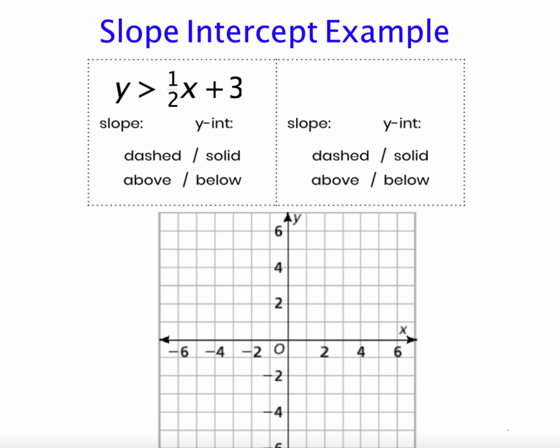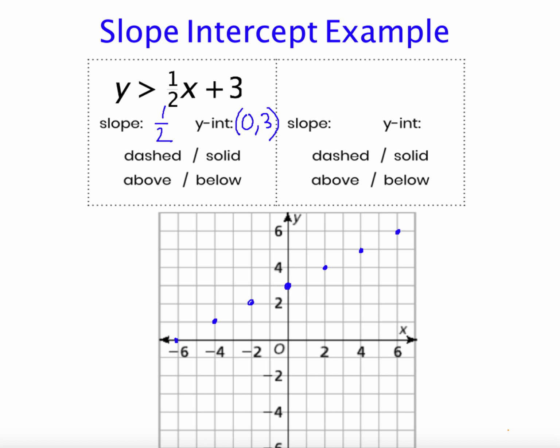Just like in Unit 4, we find the slope as the coefficient in front of the x, 1/2, and the y-intercept as the y value when x equals 0. So we plug in 0 for x, we're left with 3 for y. If we were in Unit 4, we would plot a point at (0, 3), and then use a rise of 1 and a run of 2. Up 1 over 2, and then working backwards. So rise of 1, run of 2.